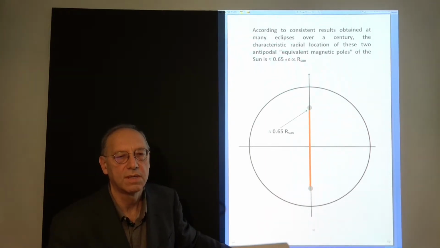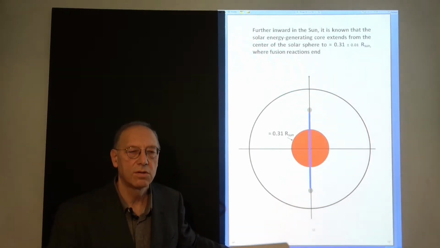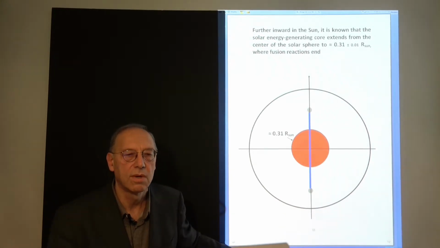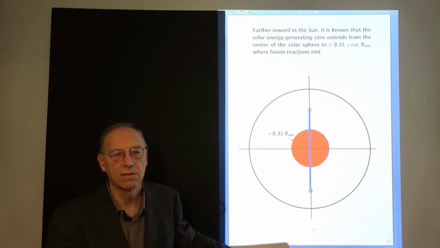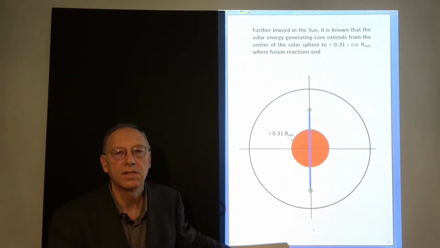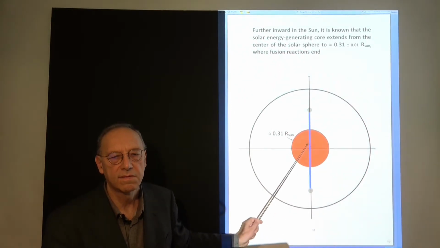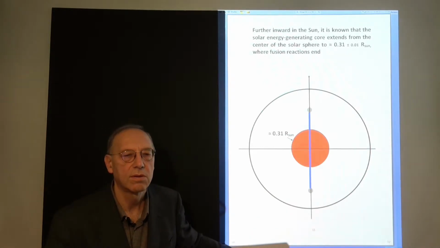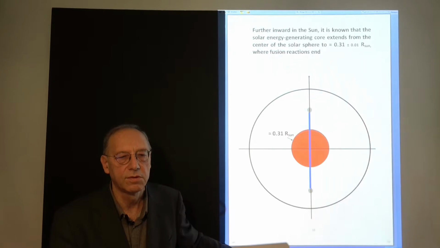Now we turn to another line of evidence to try to understand the internal large-scale electromagnetic structure of the Sun. And this is the size of the Sun's energy-generating core. It extends from the center to 0.31 times the solar radius, according to the numerous inferences performed from observations of the results of the fusion reactions, for instance, neutrinos, and from helioseismological measurements.